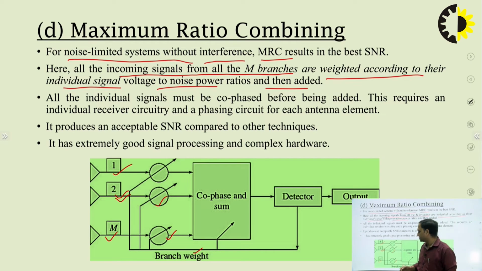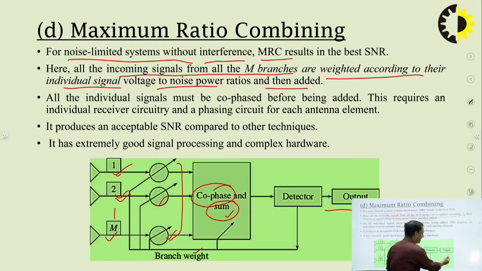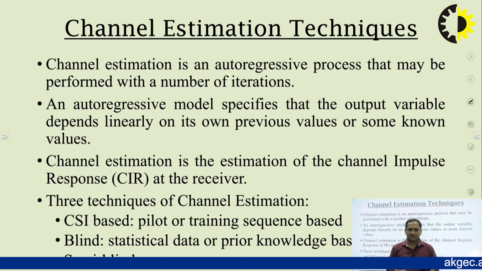So the overall picture is that we combine all these signals at this block, and the branch weights are based on the voltage to noise or signal to noise ratio achieved from these different branches. After that we provide co-phasing, then we sum all the signals, detection occurs based on the threshold, and the output receives the best SNR signal. This is the benefit of maximum ratio combining, one of the best methods used in wireless communication systems, and right now in molecular communication systems also. Next is the channel estimation technique.